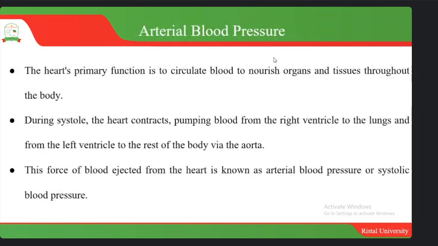So in arterial blood pressure, I want to say that the heart's primary function is to circulate blood to nourish organs and tissues throughout our bodies. We very well know that our bodies get nutrients, oxygen, and other elements from the blood. So when the heart fails to supply our bodies with the necessary blood that is expected for them to pick the nutrients from, then we can get other complications or diseases.